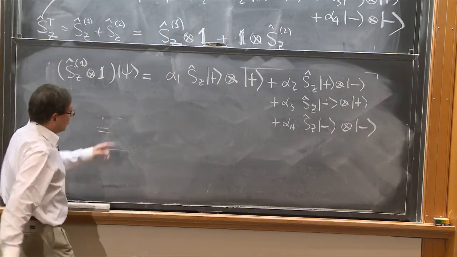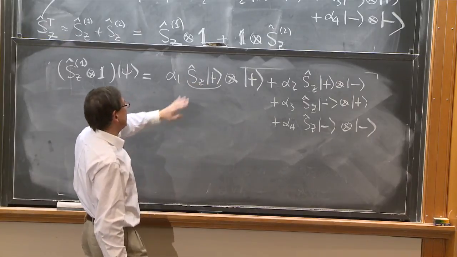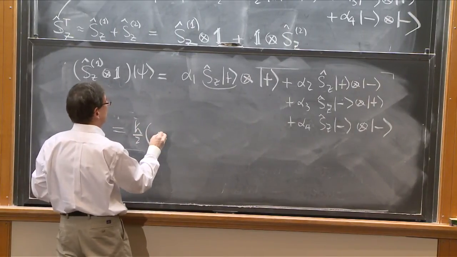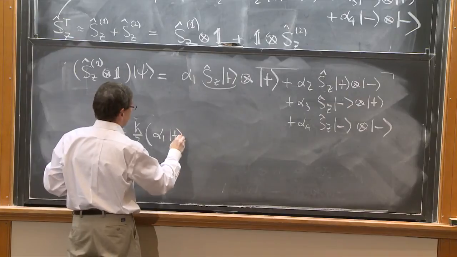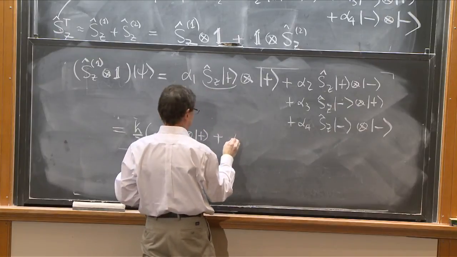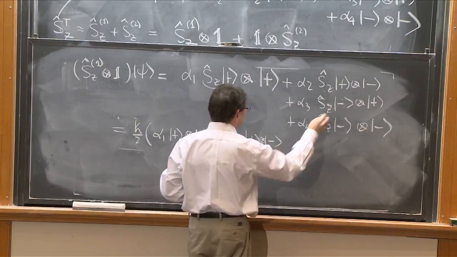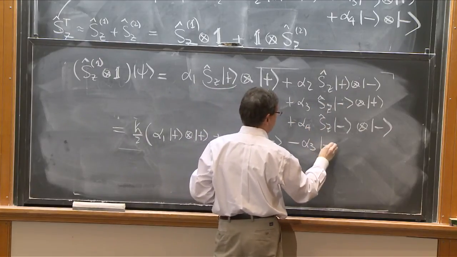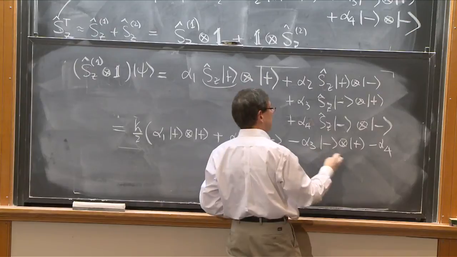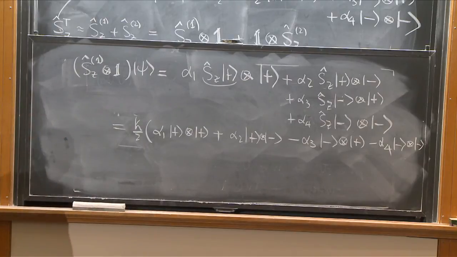Now what is this? Well, this is h bar over 2 times plus, and the number, of course, goes out of the tensor product. You don't worry about that. There's h bar over 2 everywhere. Alpha 1 plus plus. Here the same, another plus, so plus alpha 2 plus minus. And here it is minus, so minus alpha 3 minus plus. Minus alpha 4, also minus, minus minus. So that's what it is.